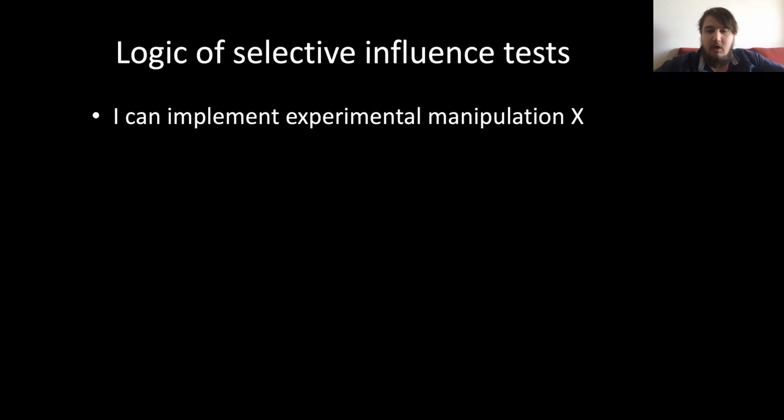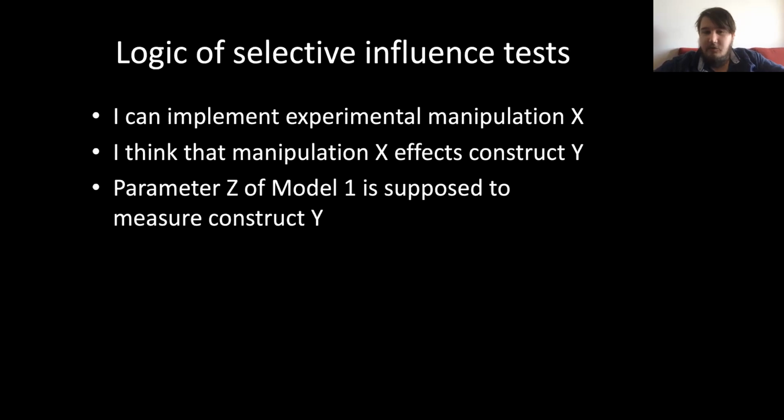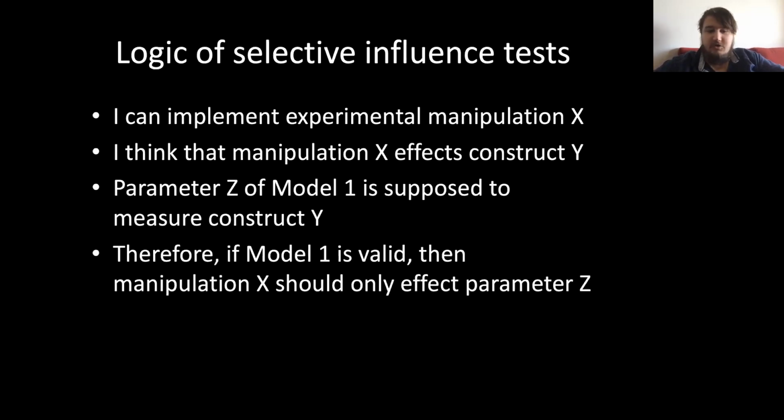So as an example, the logic kind of is first you have to be able to implement it, right? So if you can implement experimental manipulation X, and then you think manipulation X affects construct Y, then you can have a selective influence test of parameter Z if it's supposed to measure construct Y. So if you think that manipulation X affects construct Y and parameter Z of model 1 is supposed to measure construct Y, then you can assume that if model 1 is valid, then manipulation X should only affect parameter Z.